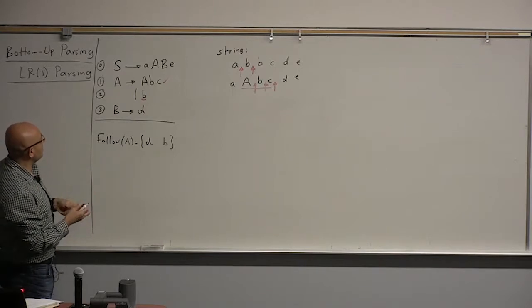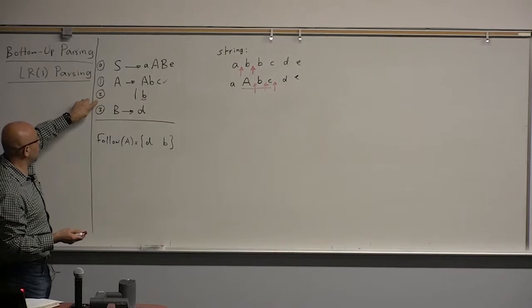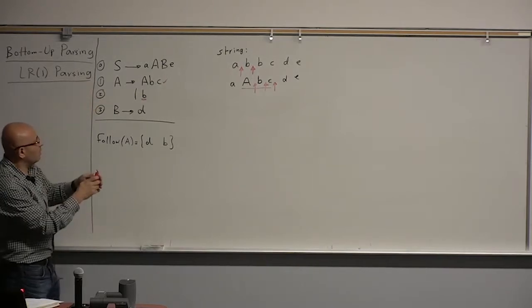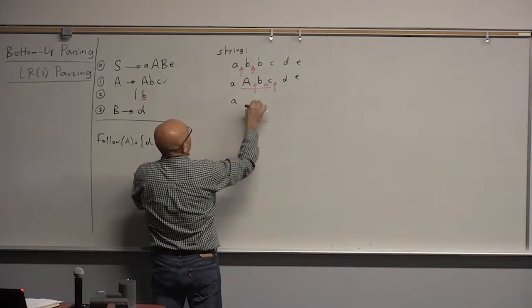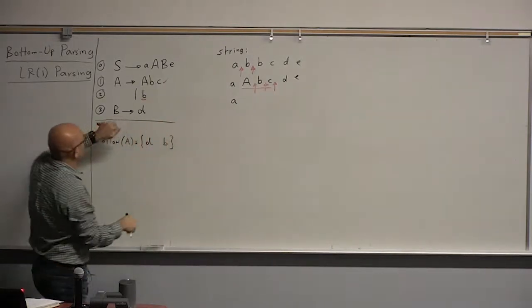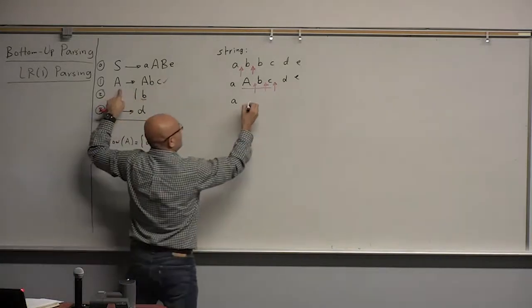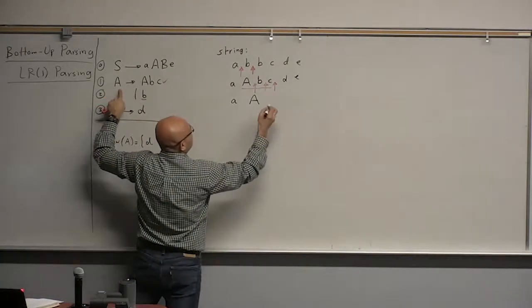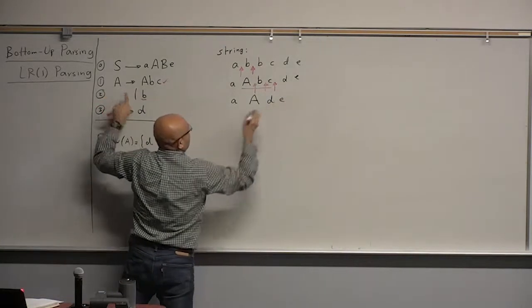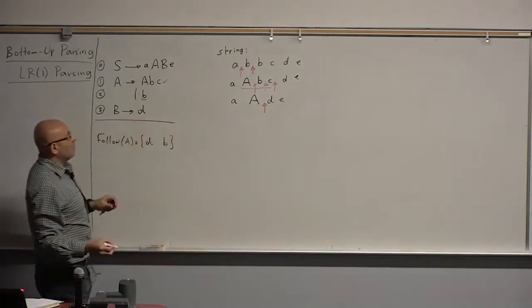Our first reduction was using rule number 2, right? So the first reduction used rule number 2. Now we will be reducing by rule number 1. So we will do A. And rule number 1 says that you can reduce ABC into an A. And this is our A. And now we're almost done, because now we are looking at the D.